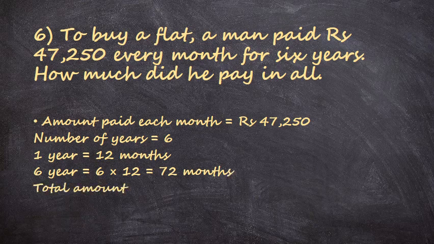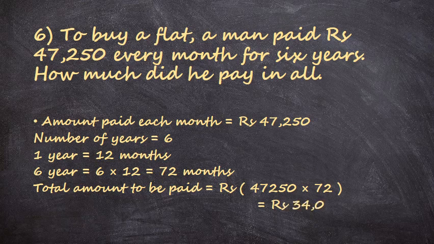So total amount to be paid is equal to rupees 47,250 multiplied by 72. Why? Because he is paying continuously for 72 months, no? That is equal to 6 years. So on multiplying, we will get the answer as rupees 34,02,000.